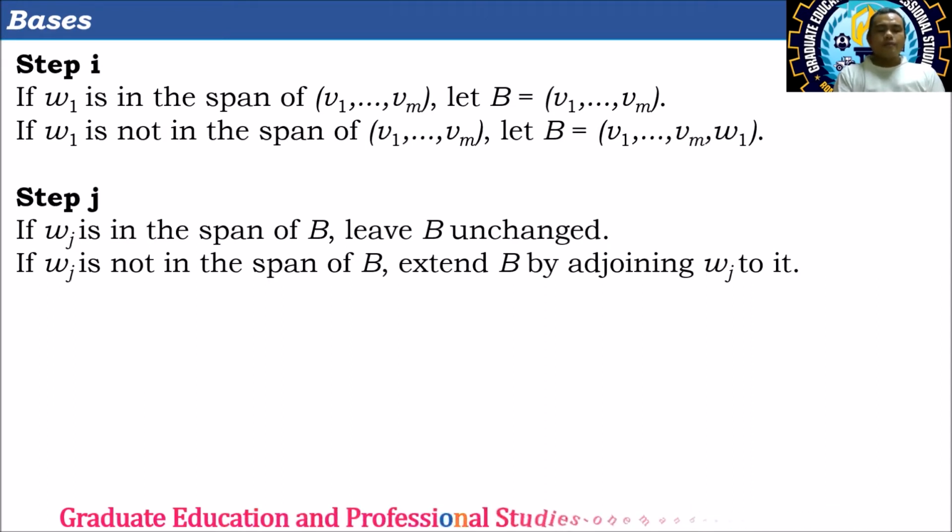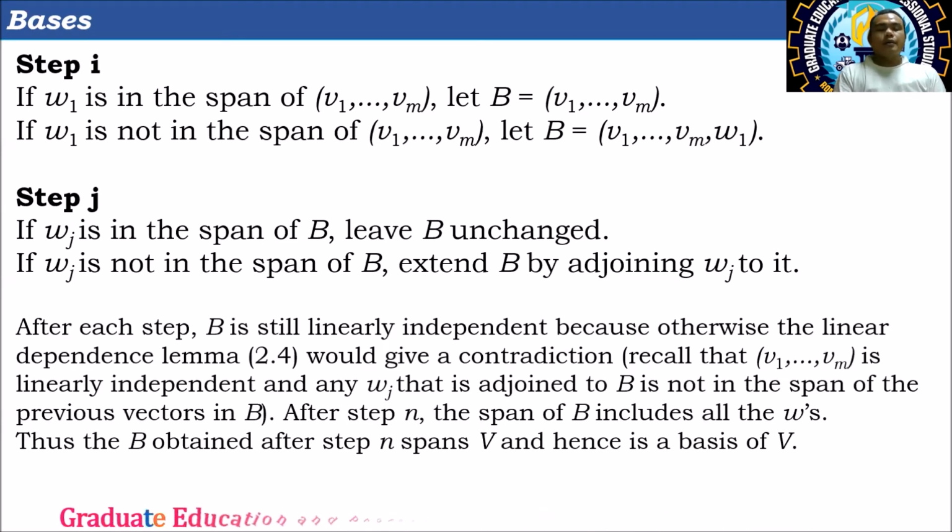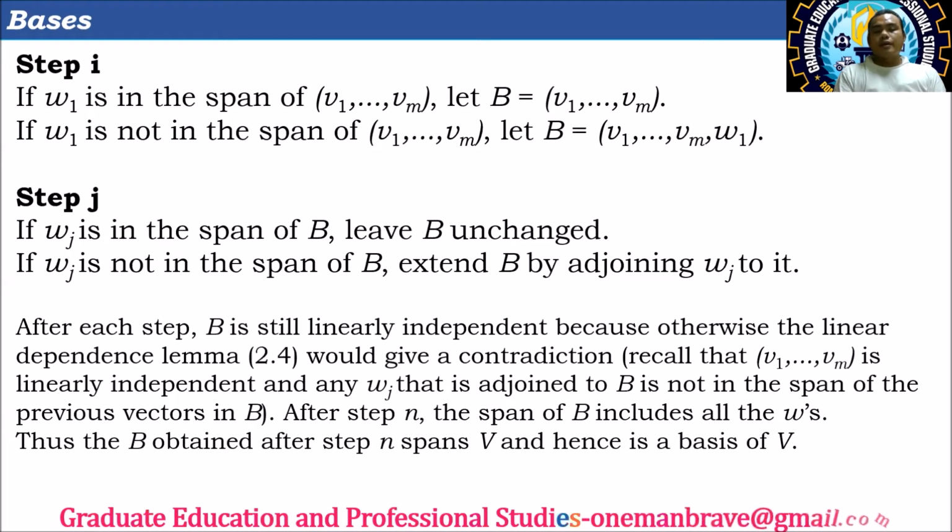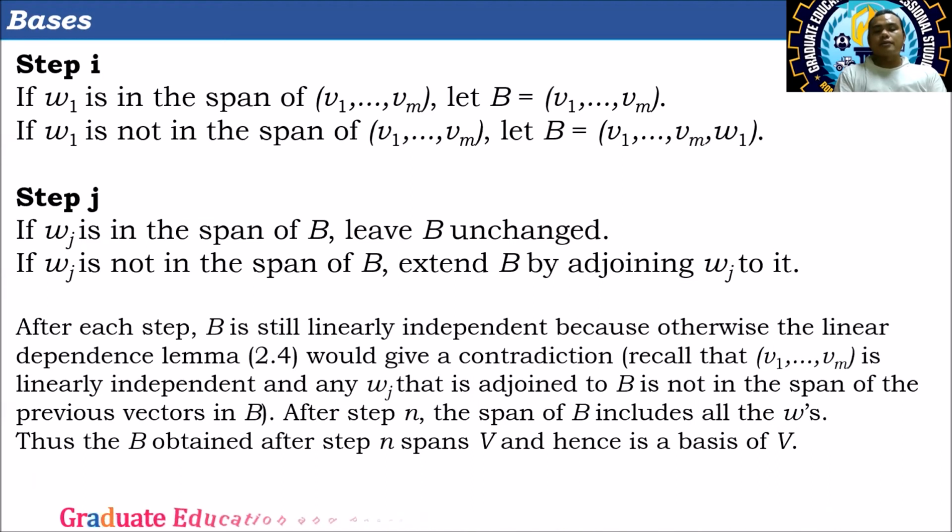After each step, B is still linearly independent, because otherwise the linear dependence lemma 2.4 would give a contradiction. Recall also that our v1, ..., vm is linearly independent and the wj that is adjoined to B is not in the span of the previous vectors in B. After step n, the span of B includes the w's. Thus, B obtained after step n spans V and hence is a basis of V.